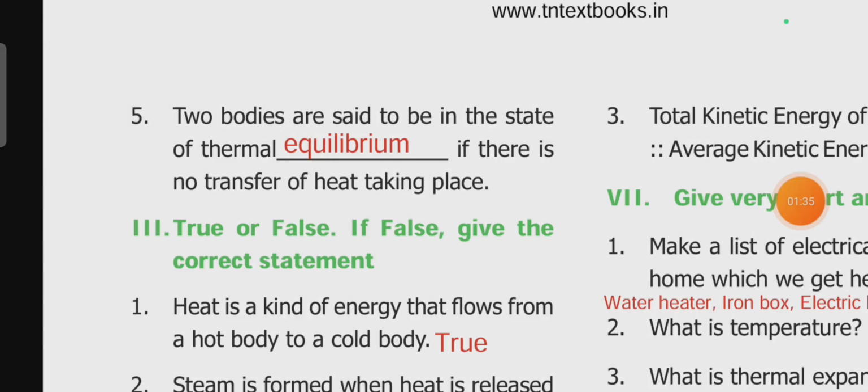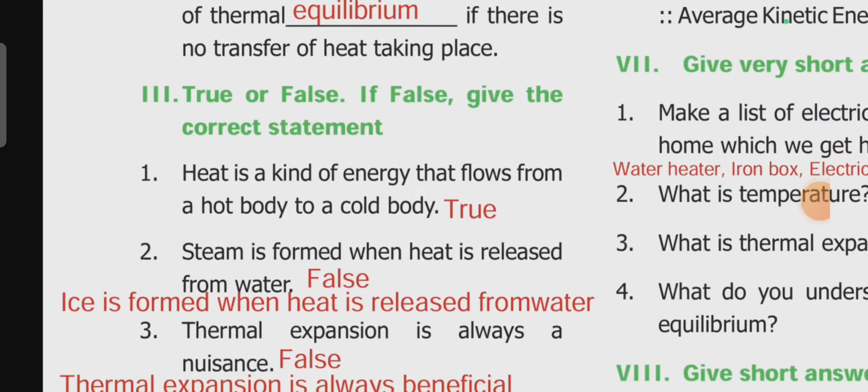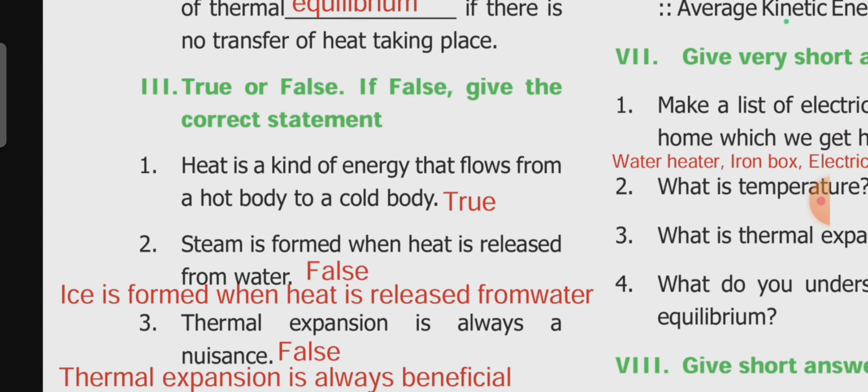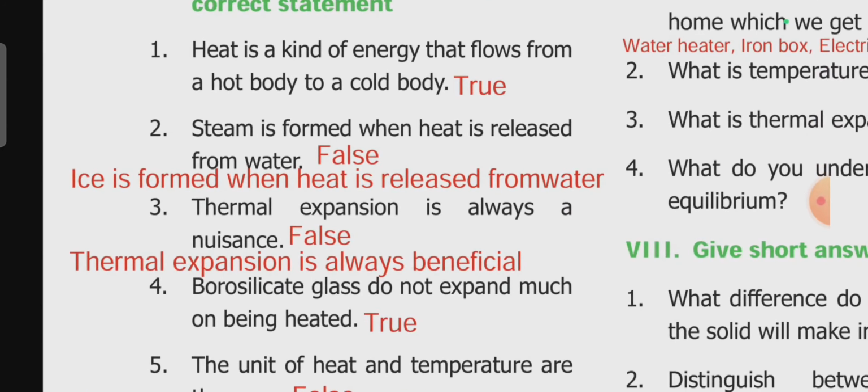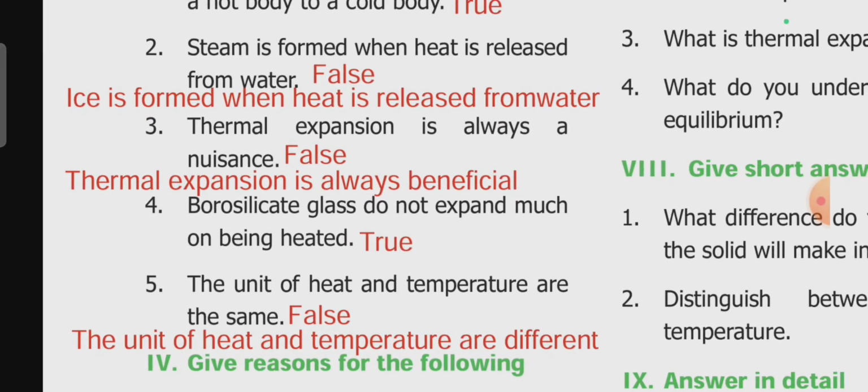Two bodies are said to be in the state of thermal equilibrium if there is no transfer of heat taking place. Next, third Roman, true or false? If false, give the correct statement. First one, heat is a kind of energy that flows from a hot body to a cold body. True. Second one, steam is formed when heat is released from water. False. Correct statement, ice is formed when heat is released from water.